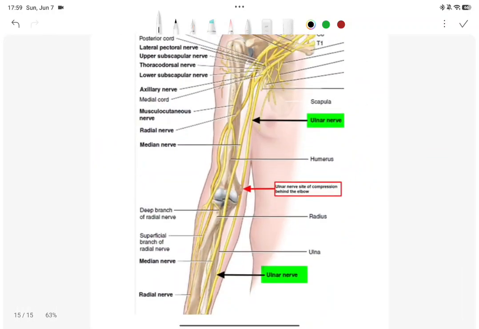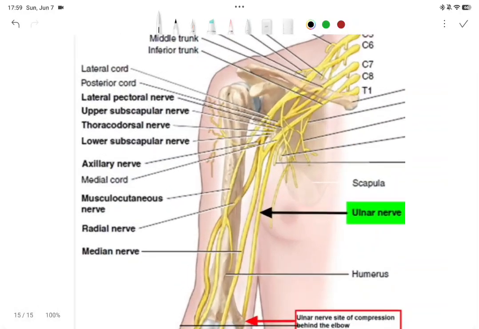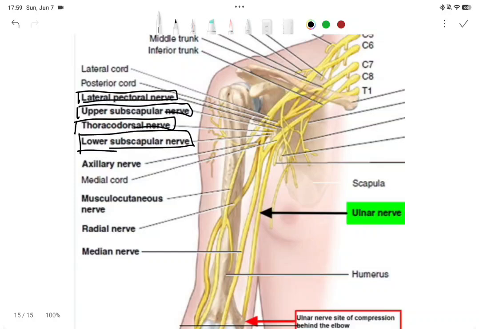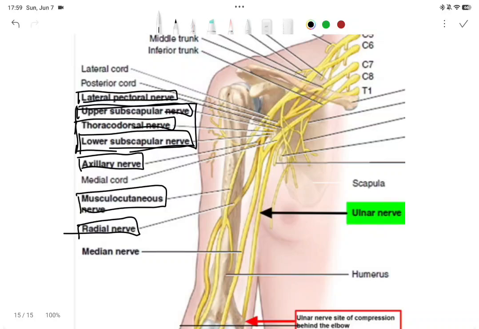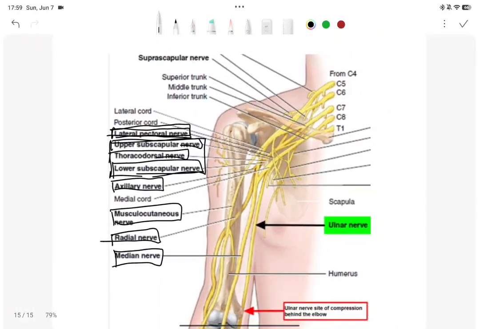Okay, you can see here also. So this is the brachial plexus, with the lateral pectoral nerve, upper subscapular nerve, thoracodorsal nerve, and lower subscapular nerve. These three are branches of the posterior cord, and the axillary nerve and the radial nerve are also branches of the posterior cord. The musculocutaneous nerve is a branch of the lateral cord, and the lateral pectoral nerve is also a branch of the lateral cord. The median nerve arises from the lateral and medial cords. The medial cord has branches too.